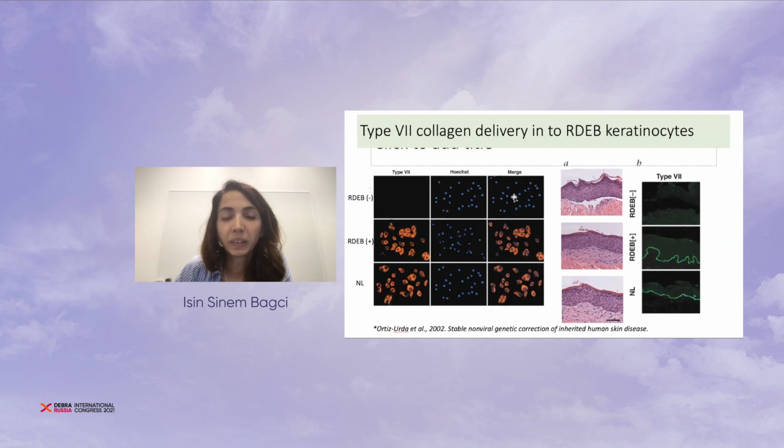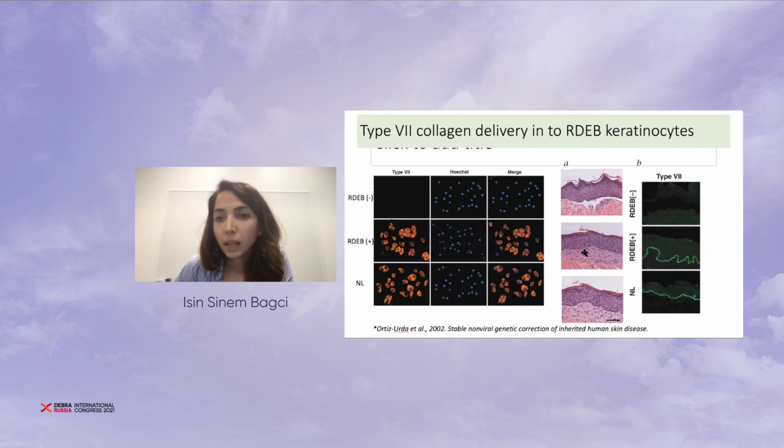On the upper panel, RDEB keratinocytes without treatment. In the middle layer, RDEB keratinocytes treated with a plasmid carrying collagen 7A1, and in the lower level, normal keratinocytes for comparison. And you can see the treated keratinocytes expressing collagen 7 in immunofluorescence.